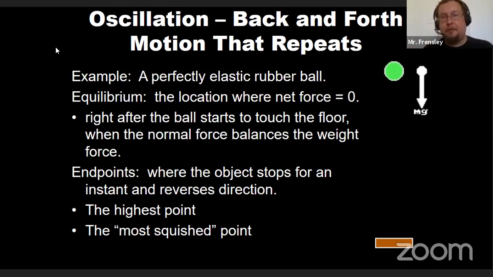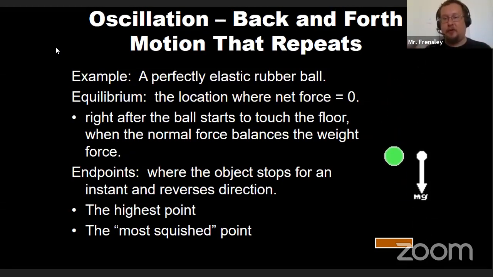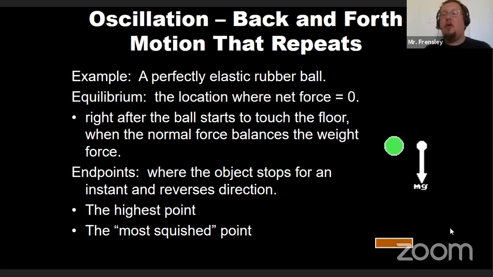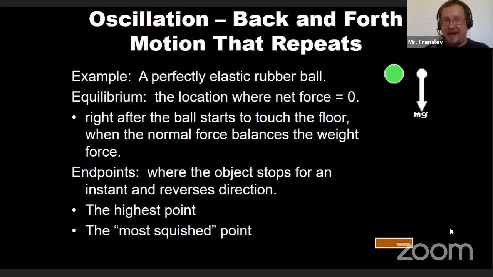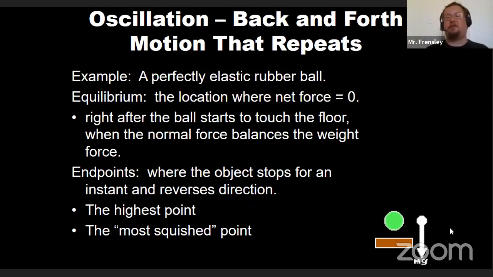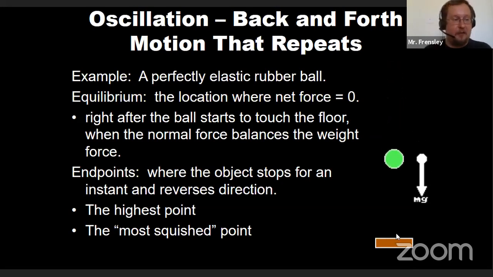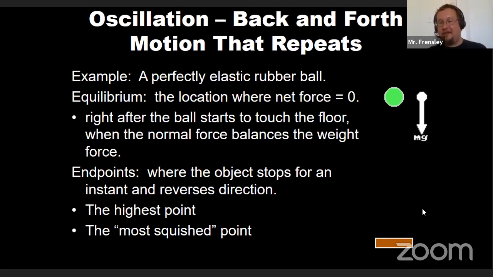So equilibrium is the point in the oscillation where the two forces balance. It happens right about here. You can see that there's a specific moment, I hope you're seeing my mouse cursor, where the mg and the force normal are the same length. All right, that's when the equilibrium is. And then the endpoints are where the object stops and reverses. So for the bouncing ball, that's going to be where the ball's at the highest point and when it's the most squished. So hopefully you can see the equilibrium there. That's when the normal and the mg balance out.